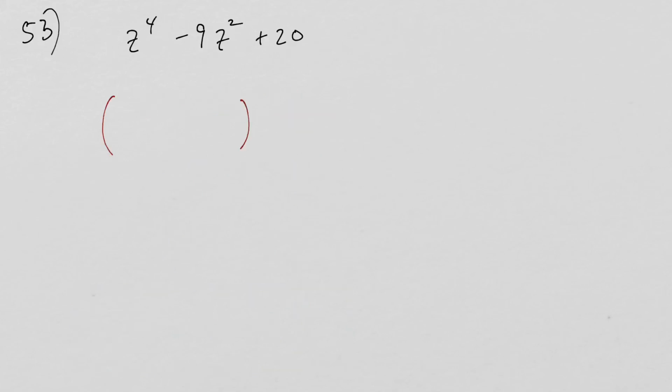Okay, here we have a z to the fourth. So in my first position, I'm going to have z squared because that'll multiply out to my z to the fourth. And now I'm looking for factors of 20 that add up to negative 9. So negative 5 and negative 4. Well, this is prime and it cannot be factored.